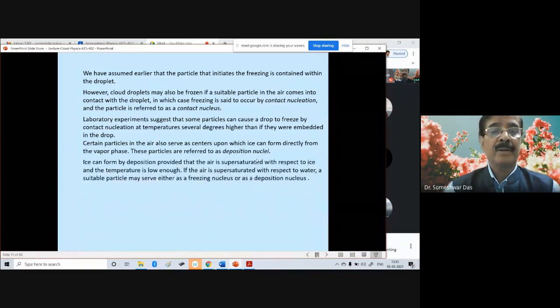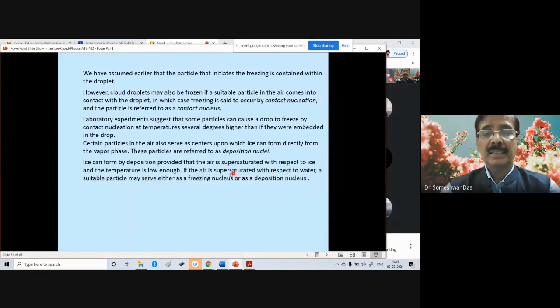Deposition nuclei. Okay, ice can form by deposition provided that the air is supersaturated with respect to ice and the temperature is low enough. Okay, supersaturation has to exist for the deposition to occur. If the air is supersaturated with respect to water, a suitable particle may serve either as a freezing nucleus or as a deposition nucleus. Okay, so see the two different types. One is a freezing nucleus, the other is the deposition nucleus. And you see the difference between the two.